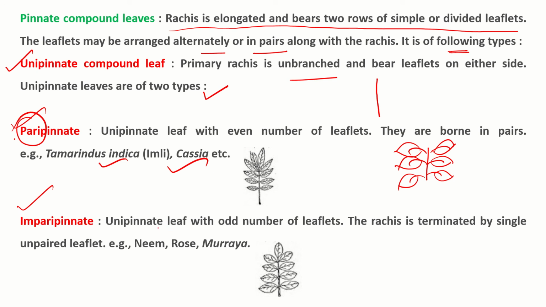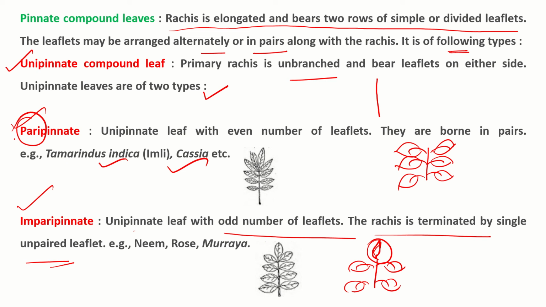have paripinnately compound leaves. In imparipinnate, it is just the reverse. Unipinnate leaves with odd number of leaflets. Over here you will see the number of leaflets is not even. The rachis is terminated by a single unpaired leaflet. See, the rachis is over here. It will have one single leaflet like this. Others can come in pairs like this, but one will be here which is not having a pair. This is found in neem, rose, moringa, etc.